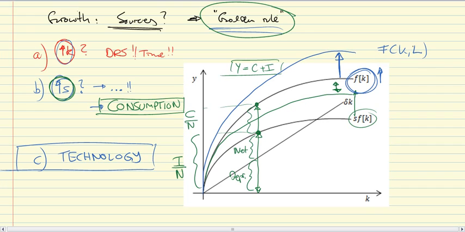Or, as you can see in later chapters, we will write F of K, A times L, where A is what's called labor augmenting technological progress. But I don't want to get to that. Ultimately, in this type of model, technology is the answer. But even then, we can talk about golden rule level of savings that guarantees maximum per capita consumption. So that's what I want to show on the next page.